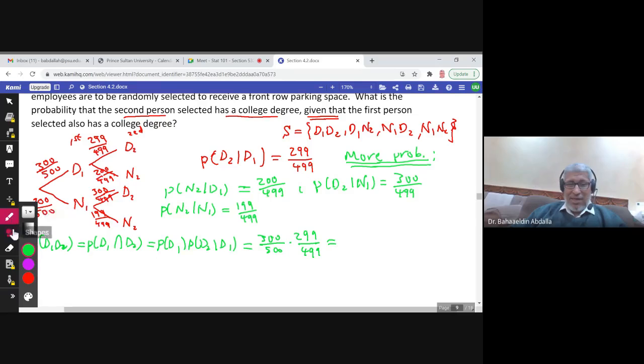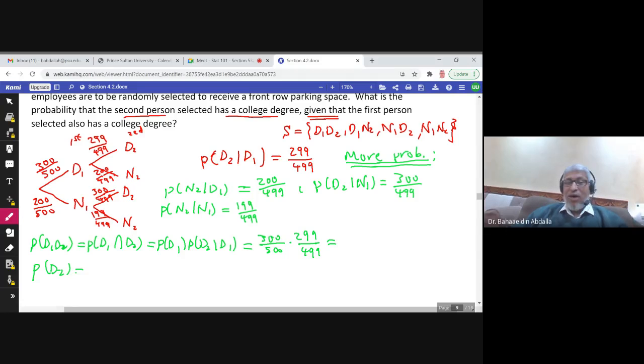Last thing I want to add, I can also find the probability of D2. What if the question is, what is the probability that the second employee has a college degree, regardless of the first? I'm not talking about the first. I need only the probability that the second employee has a college degree. The probability that the first one has a college degree is 300 over 500. But what is the probability that the second one has a college degree?